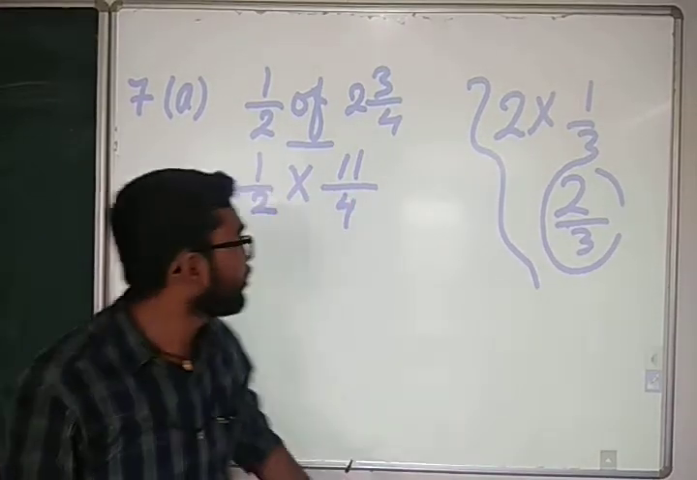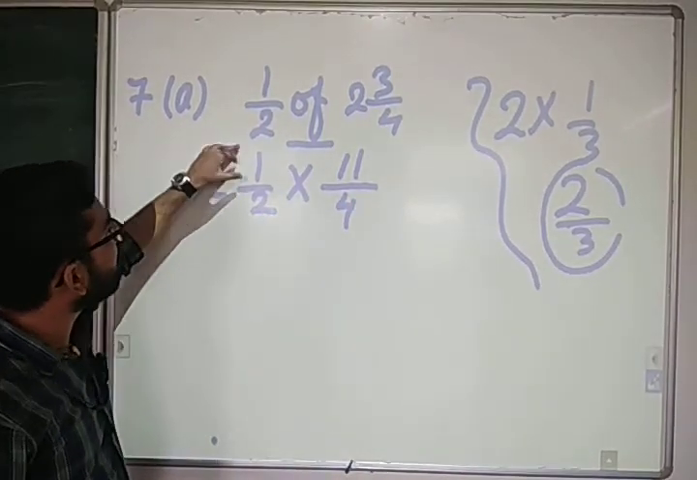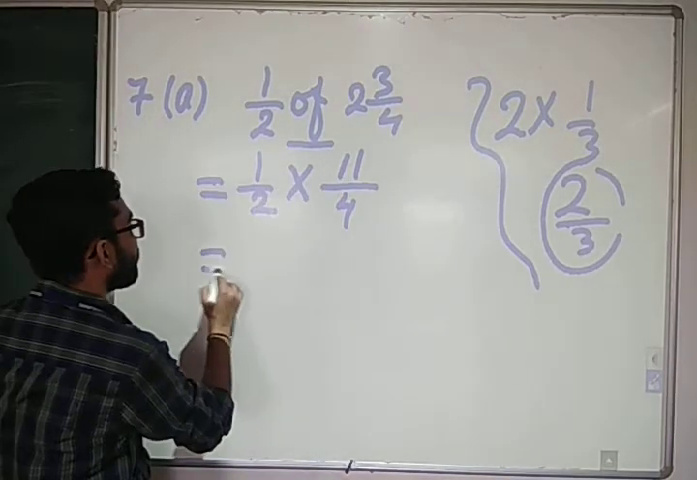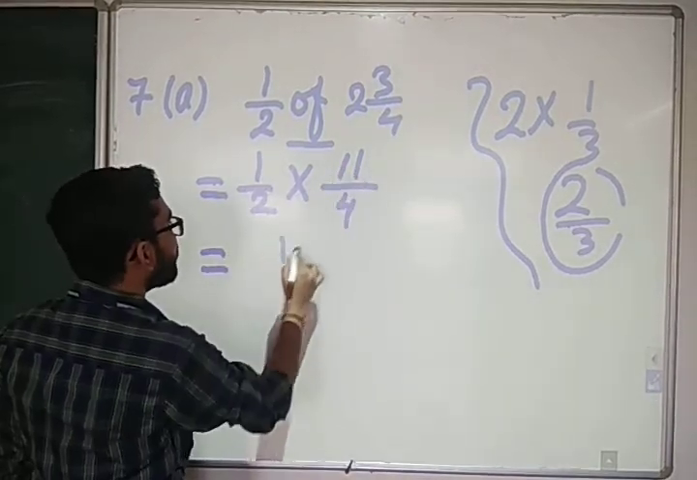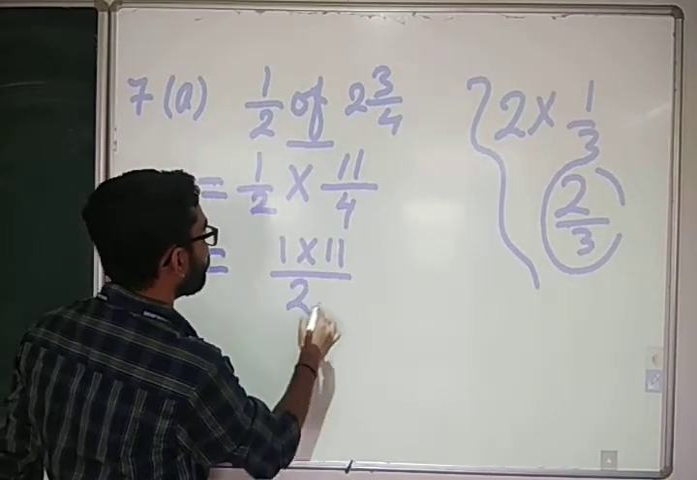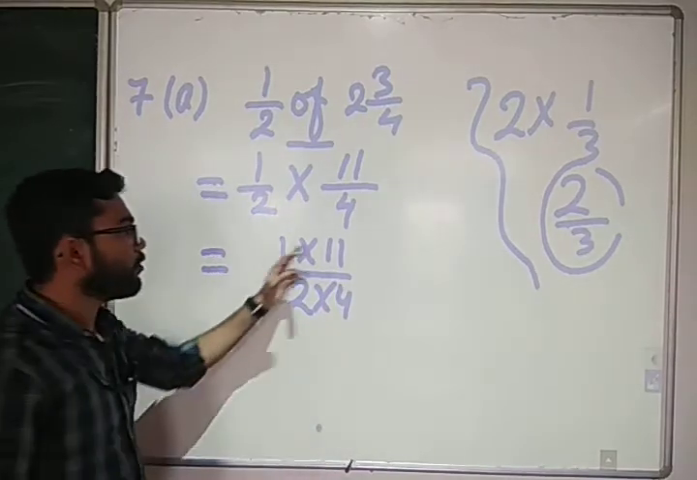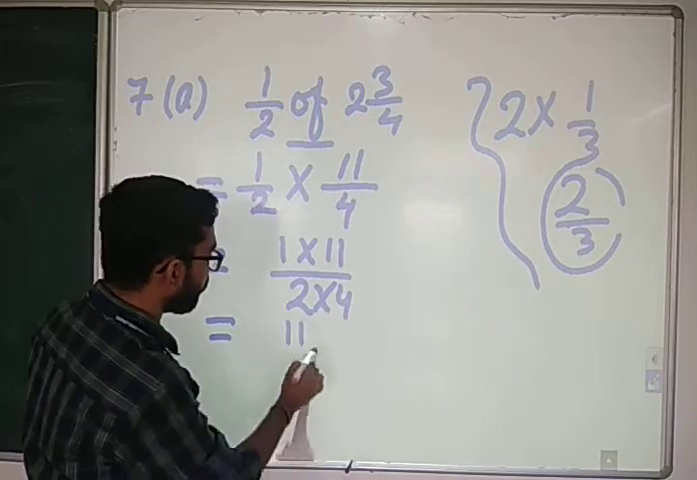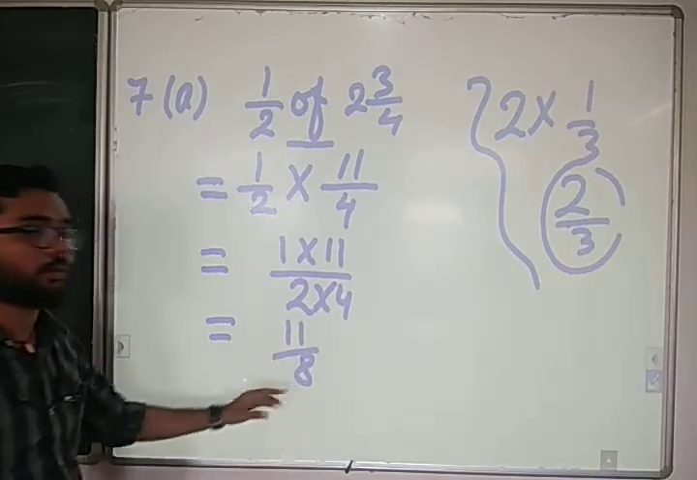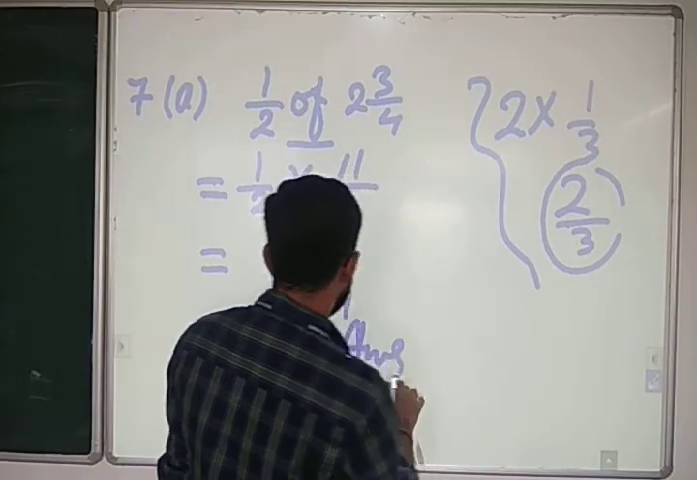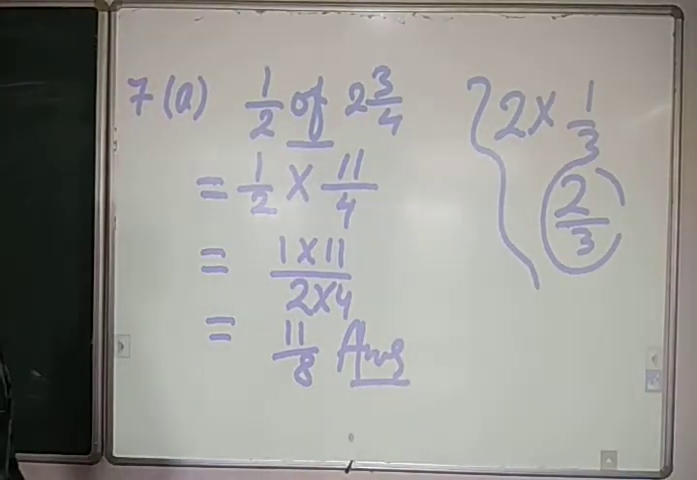So what you need to do is multiply the numerator with numerator, means 1 into 11, and denominator with denominator, means 2 into 4. 1 into 11 is equal to what? 11. And 2 into 4 is equal to what? 8. So 11 upon 8, this will be your answer.